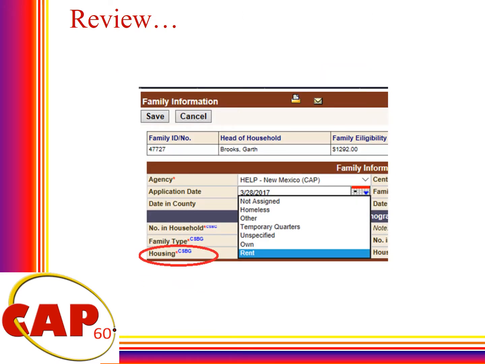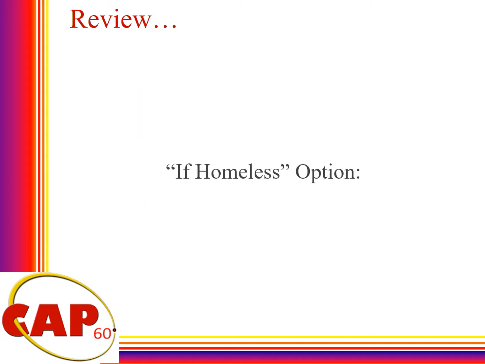The Housing drop-down menu includes the following options: Not Assigned, Homeless, Other, Temporary Quarters, Unspecified, Own, and Rent. This is also on the Family Information screen. Remember not to use the Not Assigned option and pay close attention to your client's household information.